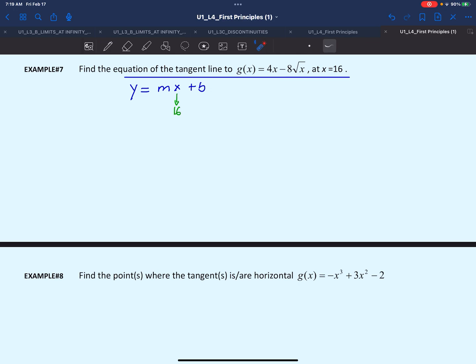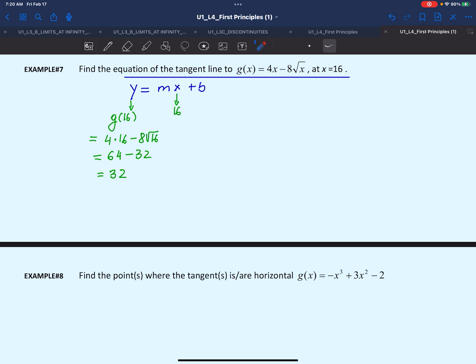and the value of y would be equal to the value of the function at 16. So that would be g(16). And g(16) is equal to 4 times 16 minus 8√16. So 4 times 16 is 64, 8√16 is 32, so that would be equal to 32.